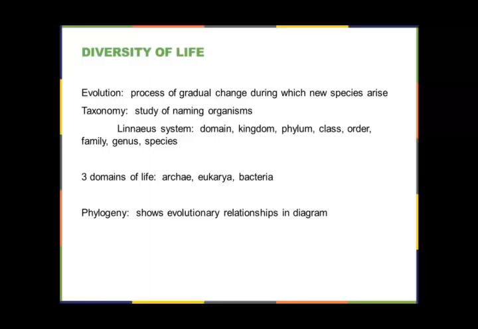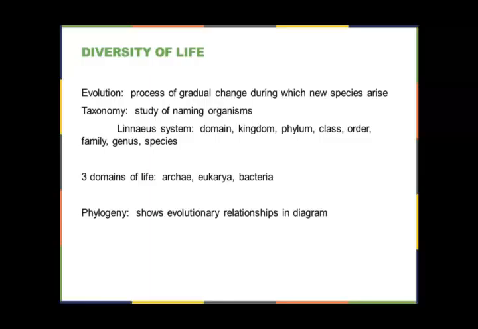Taxonomy is the study of naming organisms. What's been used for several years is the Linnaean system or the Linnaeus system. This is going to organize things by the domain, the kingdom, phylum, class, order, family, genus, and species. The domain is going to be the most encompassing, and the species is going to be the most specific. When we talk about a particular organism, we will use the binomial nomenclature using genus and species together.